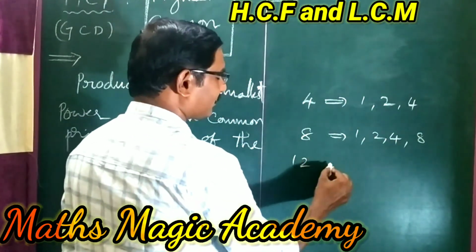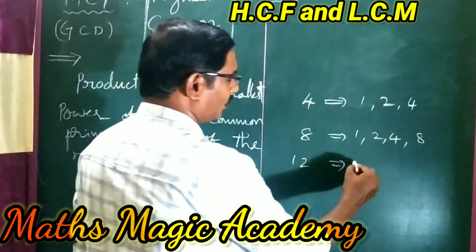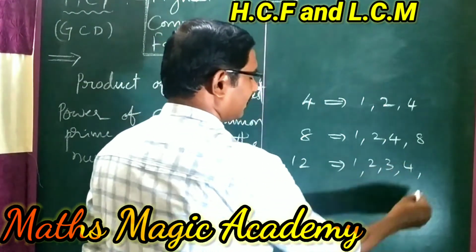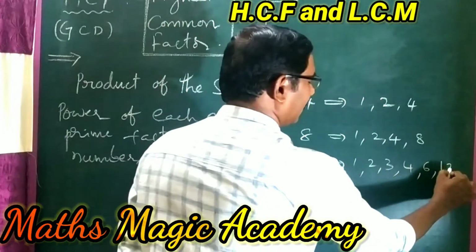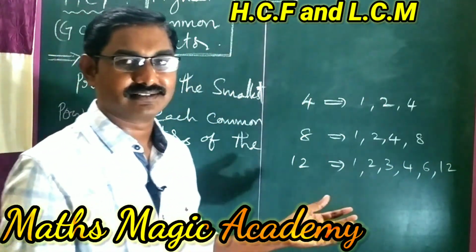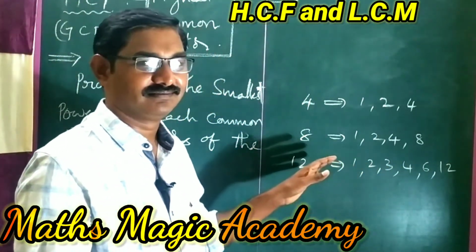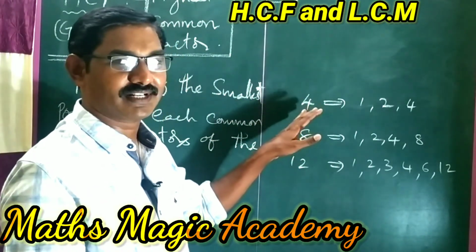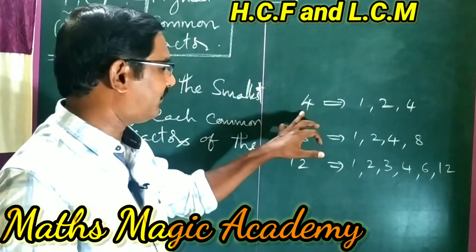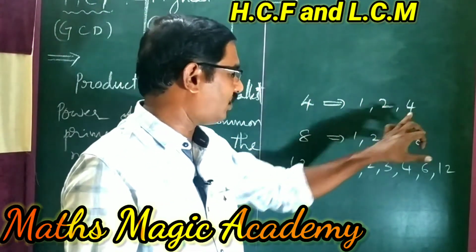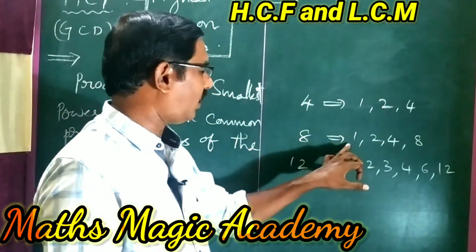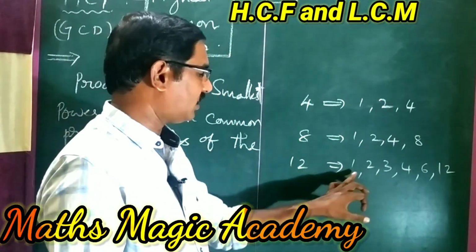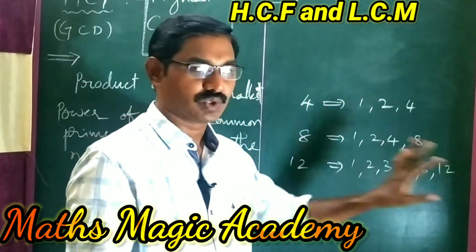And what are the factors of 12? 1, 2, 3, 4, 6 and 12. Children, can you remember the factors? In which table that number is divisible, those are nothing but factors. So the factors of 4 are 1, 2, 4. The factors of 8 are 1, 2, 4, 8. The factors of 12 are 1, 2, 3, 4, 6, 12.